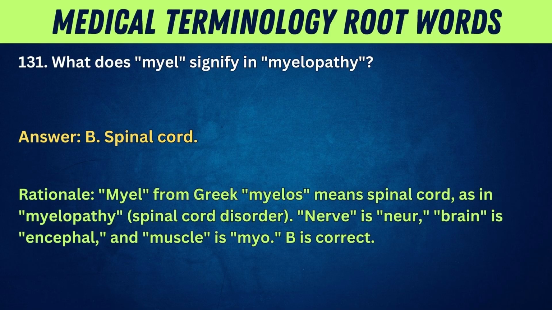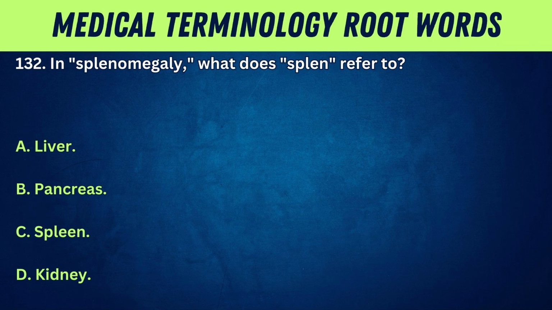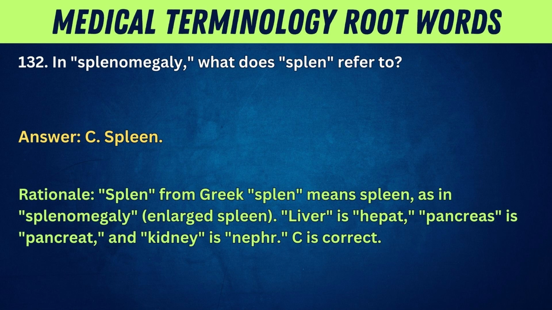B is correct. 132. In splenomegaly, what does splen refer to? A. Liver. B. Pancreas. C. Spleen. D. Kidney. Answer: C. Spleen. Rationale: splen from Greek splen means spleen, as in splenomegaly, enlarged spleen. Liver is hepat, pancreas is pancreat, and kidney is nephr.